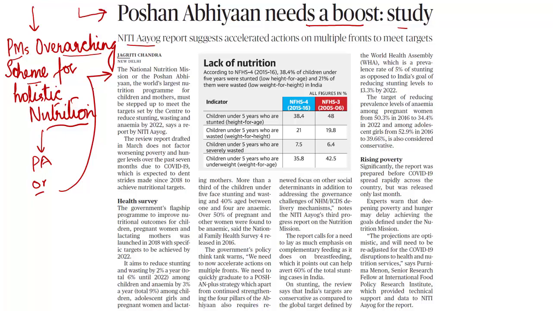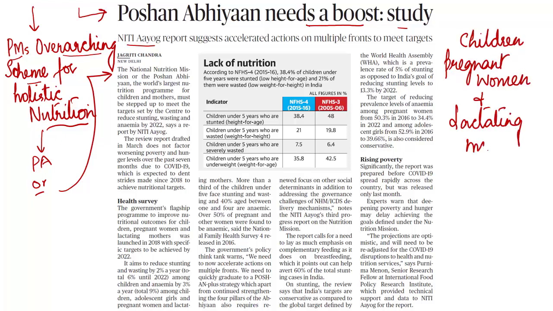What is the objective? What is the purpose? The purpose is to improve the nutritional outcomes. For whom? For children, pregnant women, and lactating mothers. So primarily the objective of this flagship scheme of the Government of India is to improve the nutritional standards and outcomes for children, pregnant women, and lactating mothers. This program was launched in the year 2018.